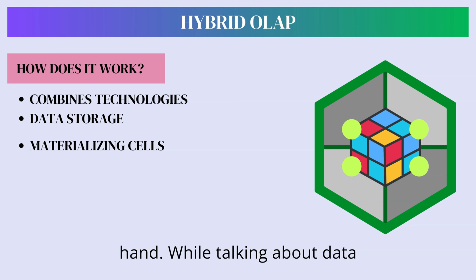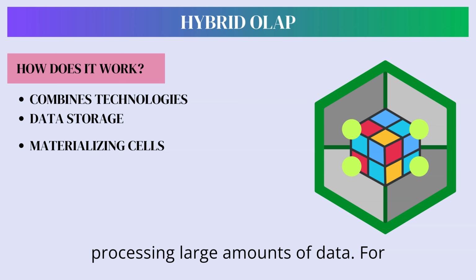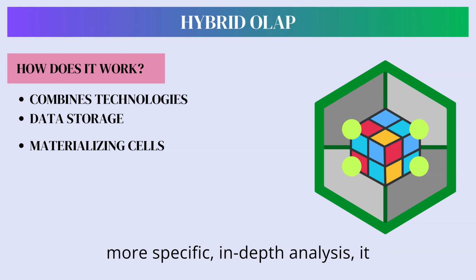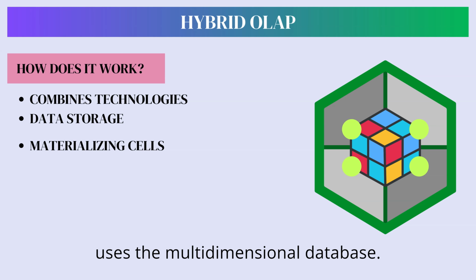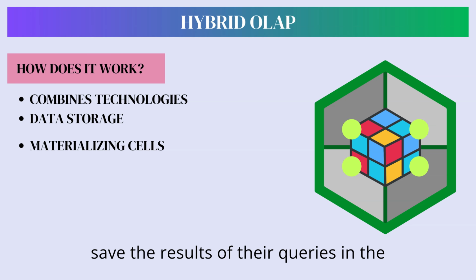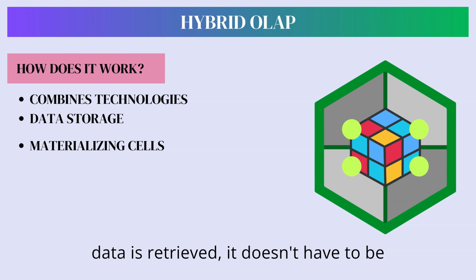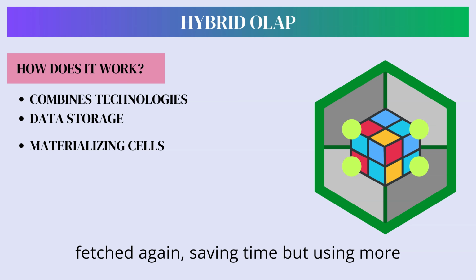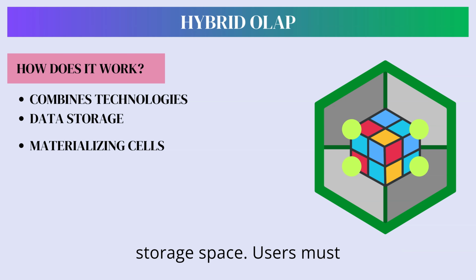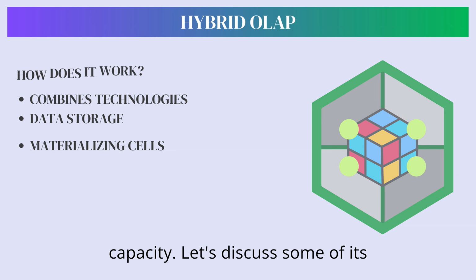While talking about data storage, it uses a relational database for processing large amounts of data. For more specific, in-depth analysis, it uses the multidimensional database. Materializing cells allows users to save the results of their queries in the MDDB. This means that once data is retrieved, it doesn't have to be fetched again, saving time but using more storage space. Users must balance performance needs with storage capacity.